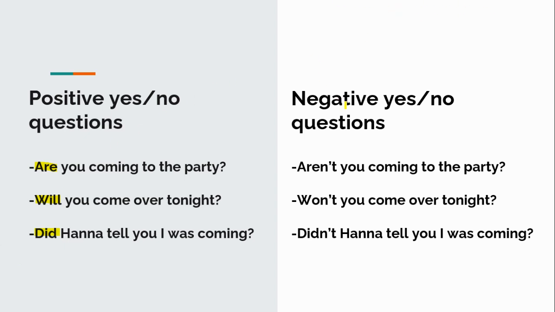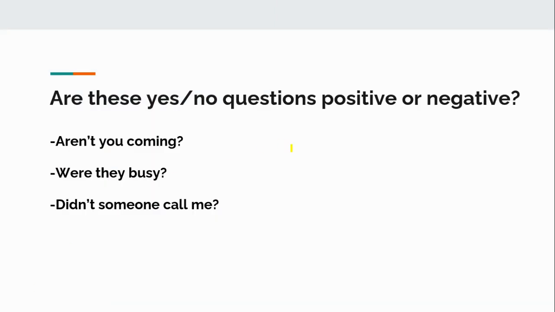On the other hand, negative yes-no questions will contain not or a contraction of a word that contains not. So here we have, "Aren't you coming to the party?" "Won't you come over tonight?" "Didn't Hannah tell you I was coming?" These are examples of negative yes-no questions. Let's try some of these together.